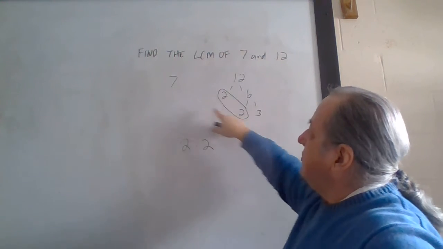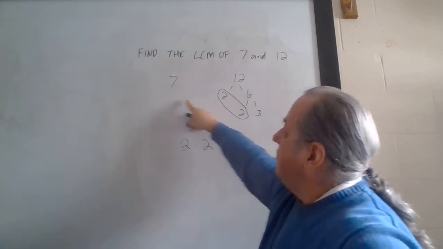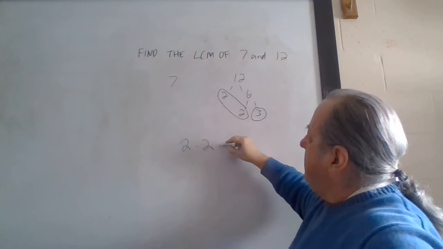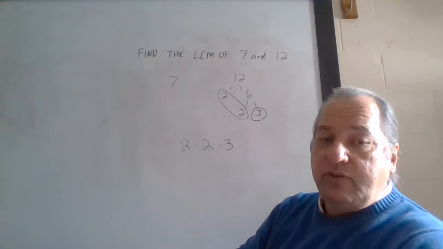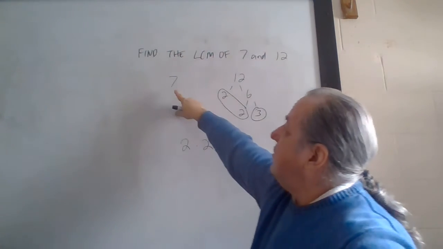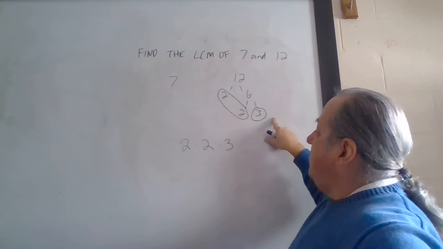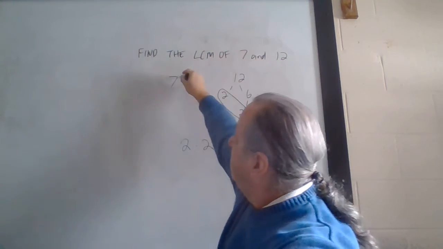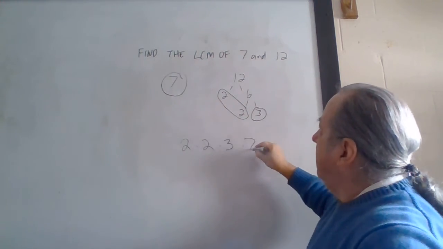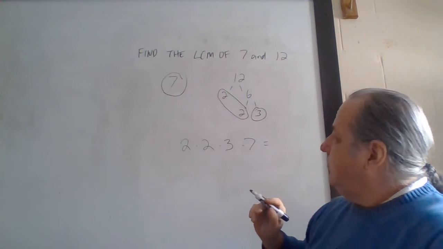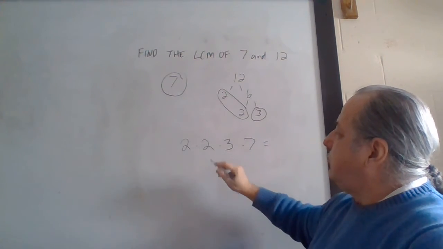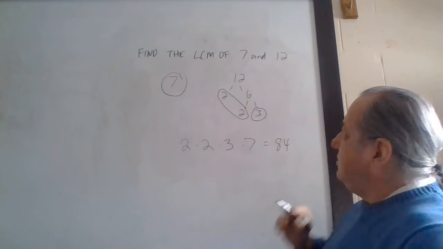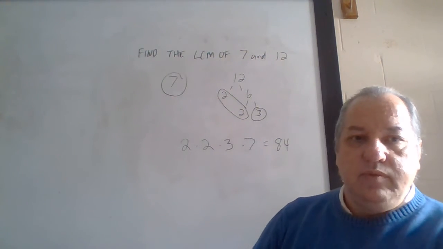There's a 3 here. There's no 3's here. So the biggest number of 3's in either factor tree is this 1 3. So I'll use that as part of my answer. And then there is a 7 here, and no 7's here. So this is the biggest number of 7's. So I'm going to use that as part of my answer. And 2 times 2 is 4. 4 times 3 is 12. 12 times 7 is 84.